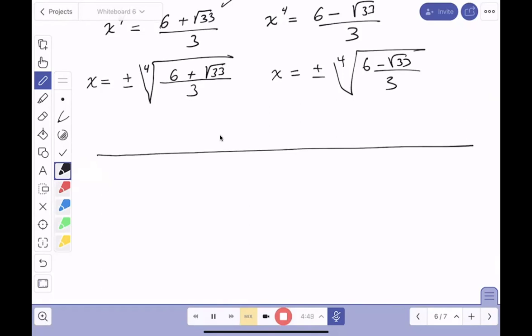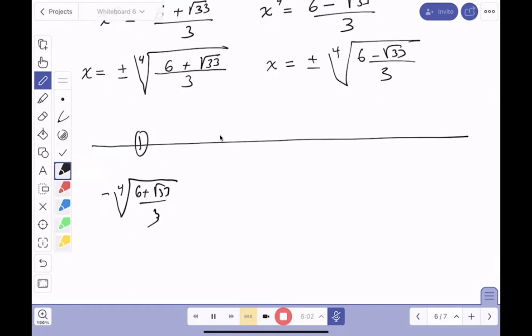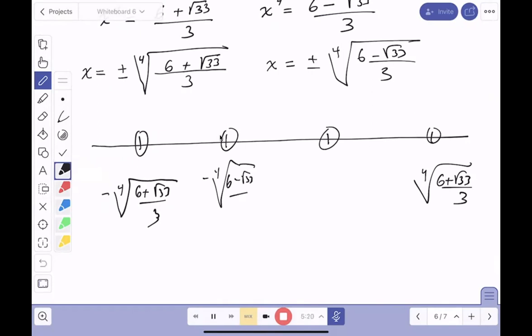What's the most negative number there? It's going to be minus the 4th root of (6 plus root 33) over 3. What's the most positive number there? It would be the 4th root of (6 plus root 33) over 3. Now, the other numbers can be over here. I'll put them down for you. So it's going to be minus the 4th root of (6 minus root 33) over 3, and the 4th root of (6 minus root 33) over 3.